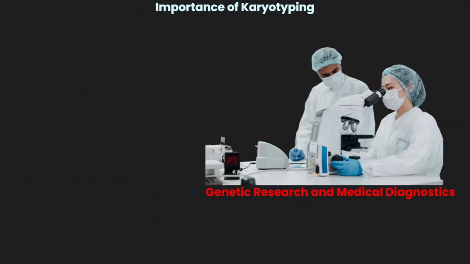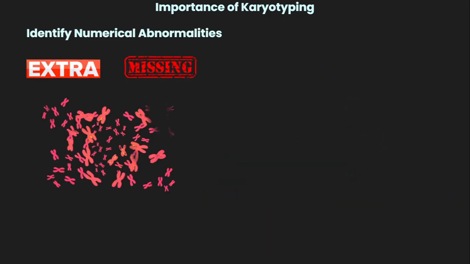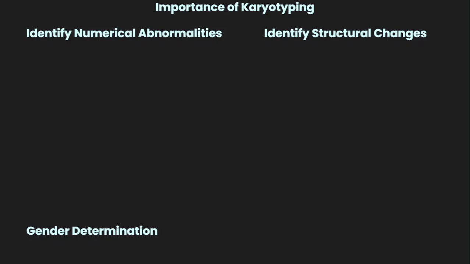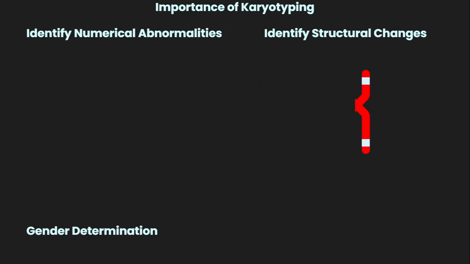Karyotyping is fundamental to genetic research and medical diagnostics. It helps identify numerical abnormalities, like extra or missing chromosomes, as well as structural changes, such as broken or rearranged chromosomes, which can cause genetic disorders. It also plays a key role in gender determination, as it reveals the presence of XX or XY chromosomes.